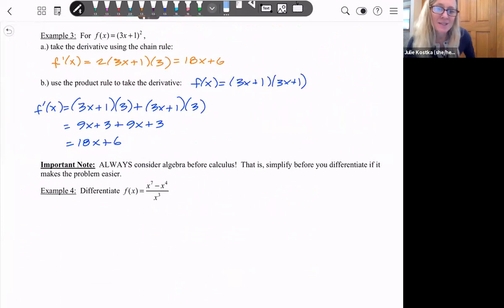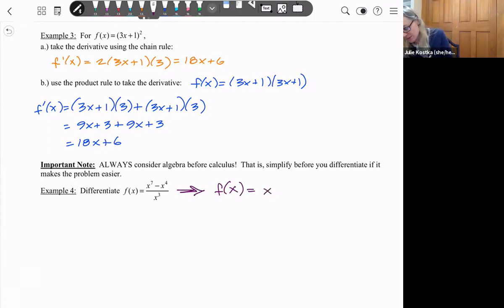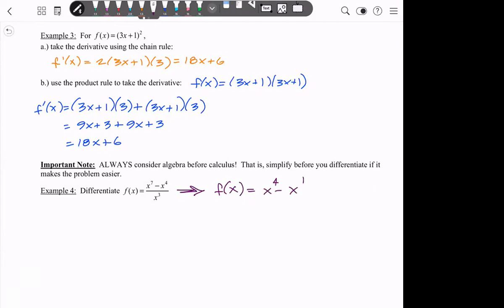Okay, important note, always consider algebra before calculus. We talked about this last time. Sometimes it will help. For example 4, I could use the quotient rule. I could also use the product rule, or I could do algebra first. What would it look like if I did algebra first? Couldn't you subtract 3 from the exponents? So I would just have x to the 4th minus x to the 1st. And then that's so much easier to differentiate. Yeah, that's just 4x cubed minus 1.